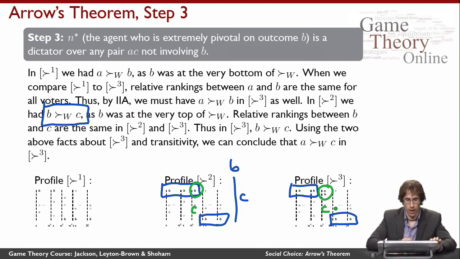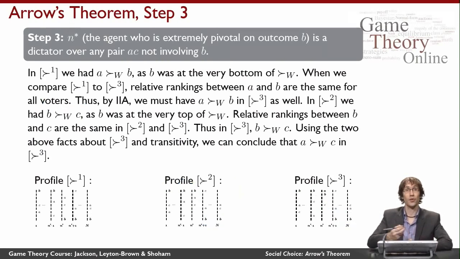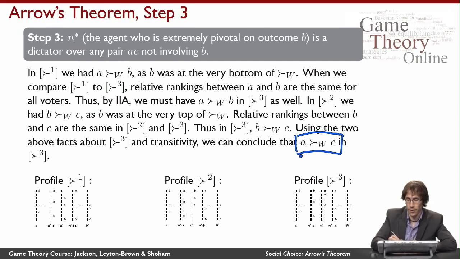And so, again, because the relative rankings are the same in both places, the social ordering must be the same. So here we had that the social ordering says B is higher up than C, and so here it must also be that B is higher up than C in the social welfare ranking. So using these two facts that we've just established and transitivity, we can conclude that the social welfare ordering must give us that A is preferred to C in pref3.